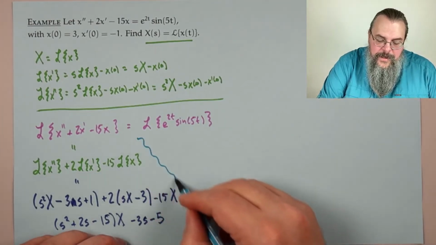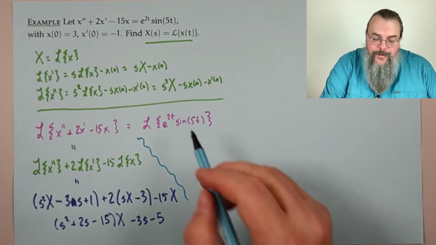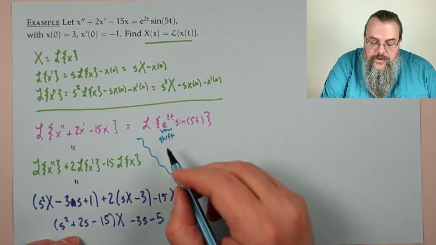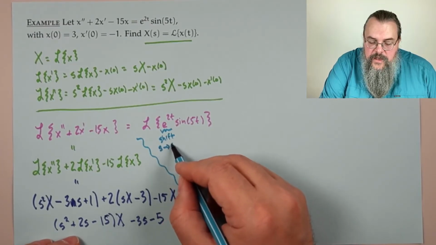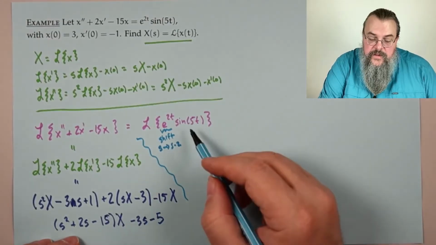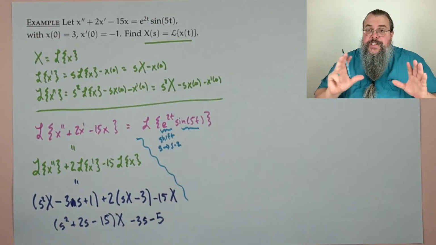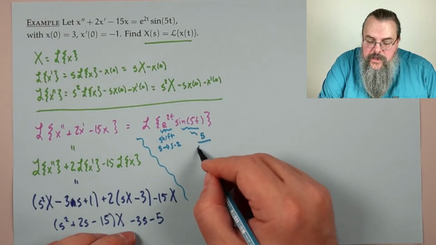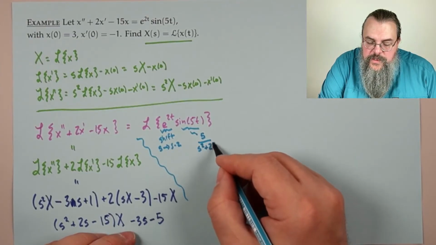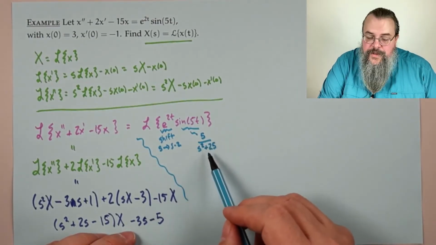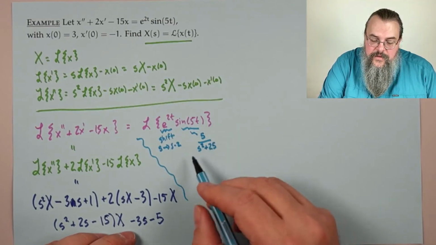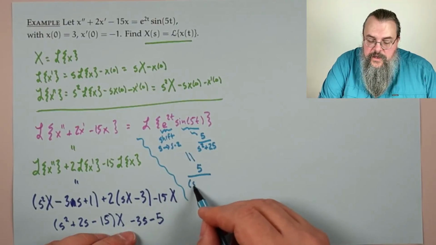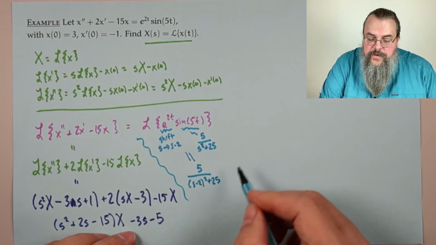All right. Now that's the left-hand side. The right-hand side, the e to the 2t, this is a shift, right? So what's going to happen is s is going to go to s minus 2. The sine of 5t, if we just see sine of 5t by itself, that would be 5 over s squared plus 5 squared, which is 25, right? b over s squared plus b squared. So that says that the right-hand side becomes 5 over (s minus 2) squared plus 25.